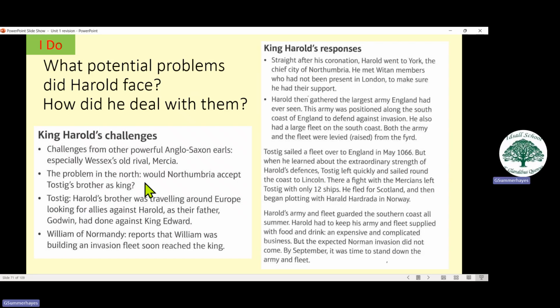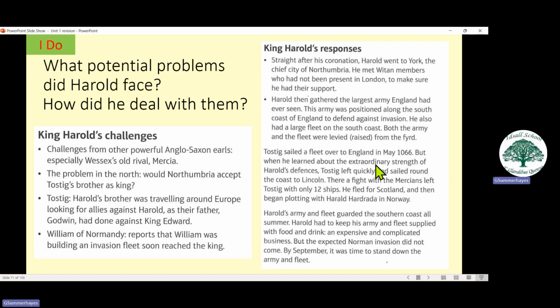So Harold goes to York to talk with the Northumbrians, who are the biggest problem within his own country, and got their support. He then got the fyrd together and put them on the south coast because William was the obvious one to defend against. And Tostig then sailed over to England, saw the defences and left again. Went to Scotland and then went to Norway, which is where he met up with Hardrada. More about that in a bit.